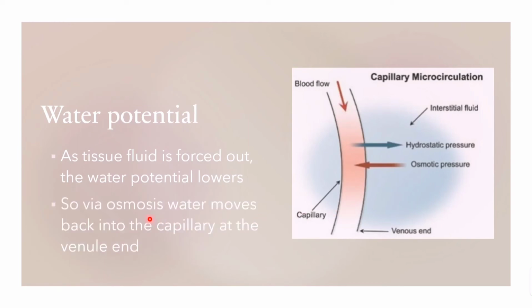So via osmosis, water moves back into the capillary where there is a lower water potential, because we know osmosis is the movement of water from a high to low water potential. So at the venule end, where our water potential is lowest, osmosis will move our water back into our capillaries. So that's how the water gets reabsorbed back into the capillary at the venule end, because it has a lower water potential than the tissues surrounding it.